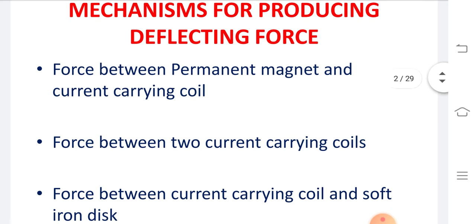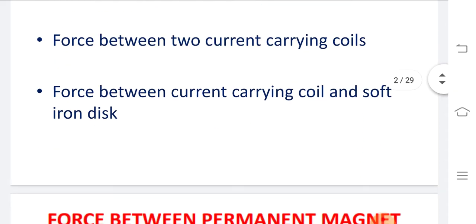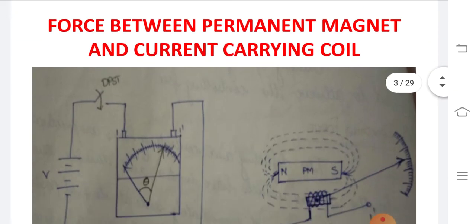So firstly we shall discuss deflecting force. The different mechanisms for producing deflecting force are three in number. First one is force between a permanent magnet and a current carrying coil. Secondly, force between two current carrying coils. Third one, force between a current carrying coil and a soft iron disc. So we shall see them one by one in detail. First one, force between a permanent magnet and a current carrying coil.